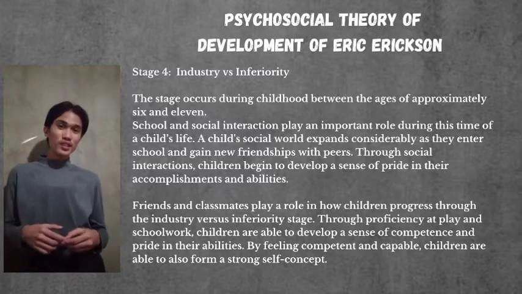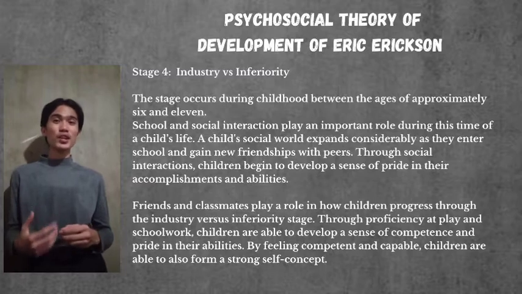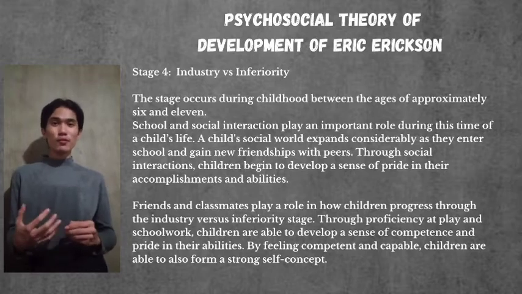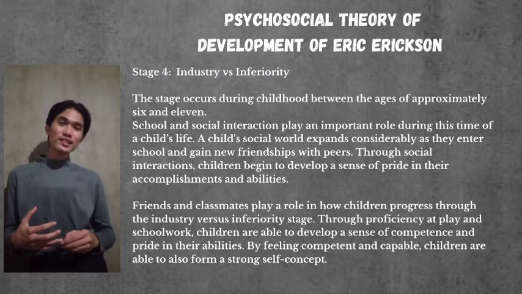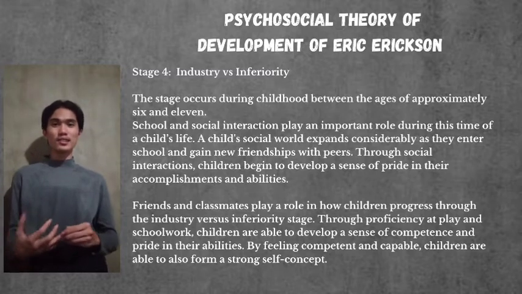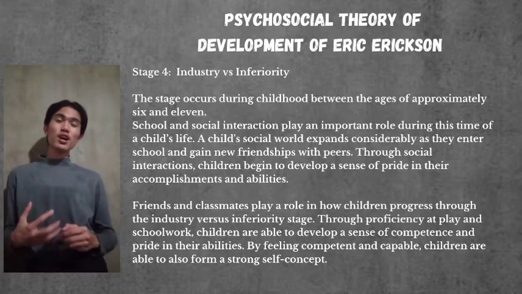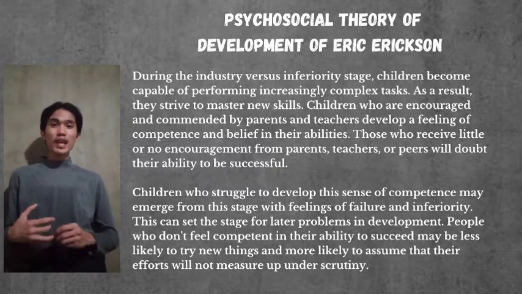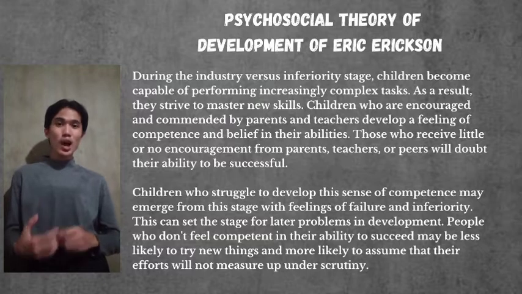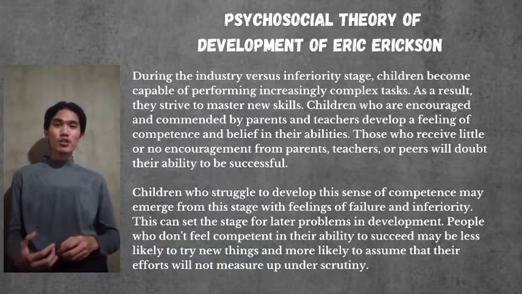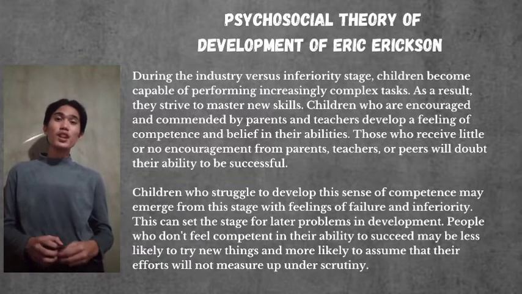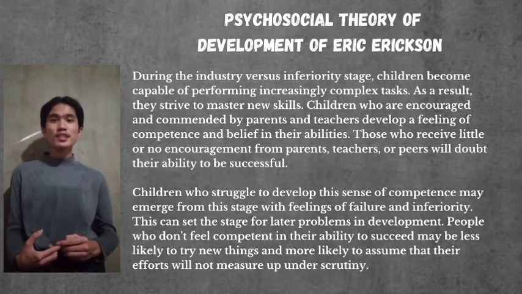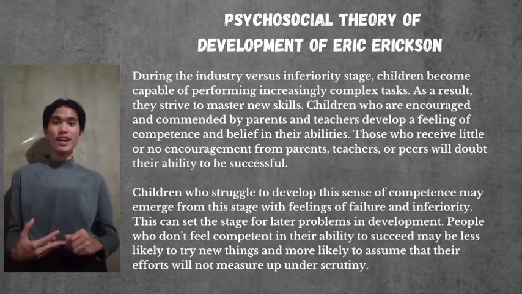During social interactions with peers, some children may discover that their abilities are better than those of their friends, or that their talents are highly prized by others. This can lead to feelings of confidence. In other cases, kids may discover that they are not quite as capable as other kids, which can result in feelings of inadequacy. During the industry versus inferiority stage, children become capable of performing increasingly complex tasks. As a result, they strive to master new skills. Children who struggle to develop this sense of competence may emerge from this stage with feelings of failure and inferiority. This sets the stage for later problems in development.